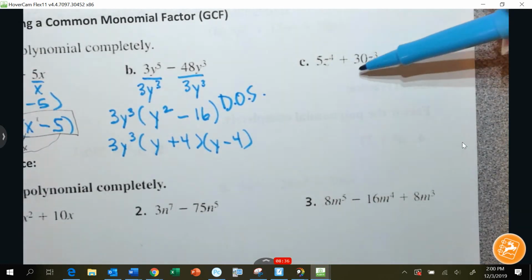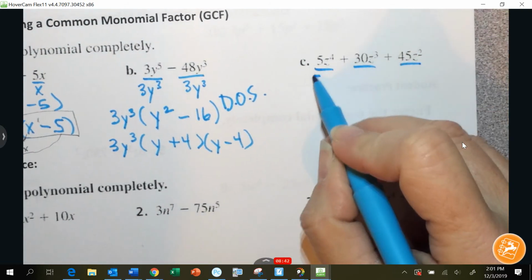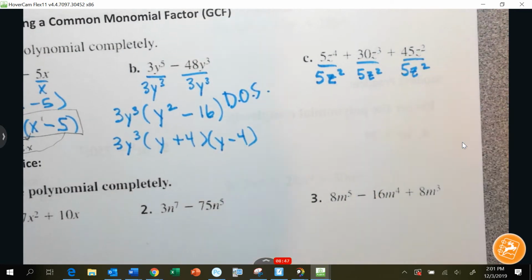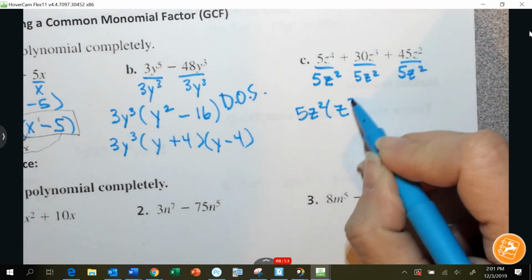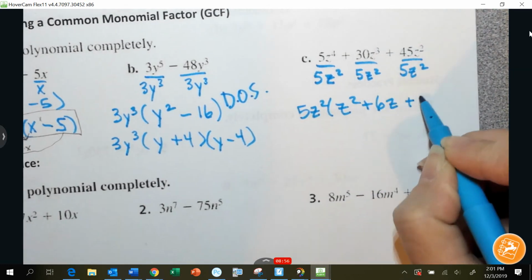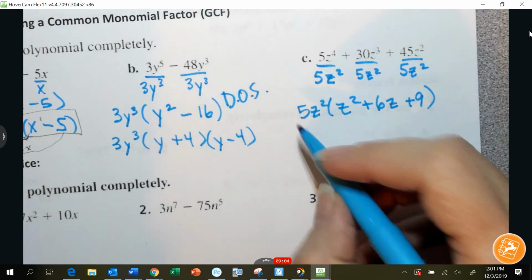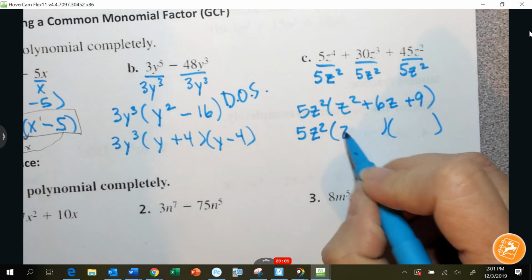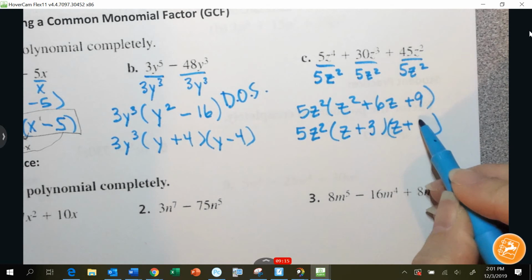Is there a GCF? 5z squared. So I'm going to have 5z squared out front. We're going to have z squared plus 6z plus 9. Can that factor further? Yes. Well, let's guess and check. That would be z and z. Signs would be plus and plus. That could maybe be 3 and 3.